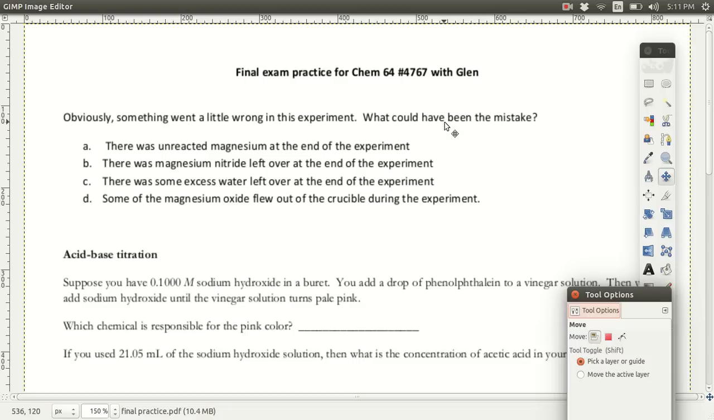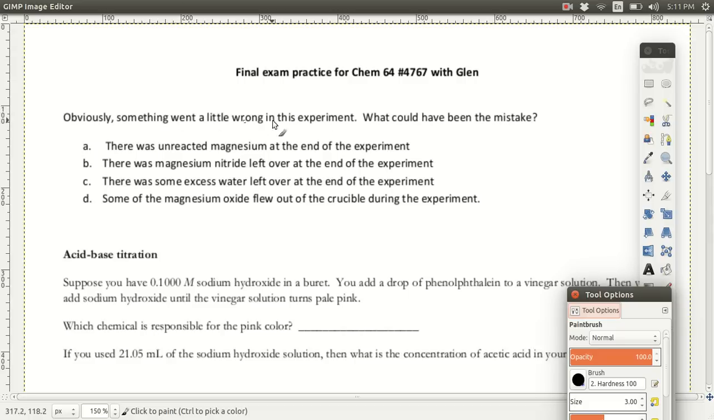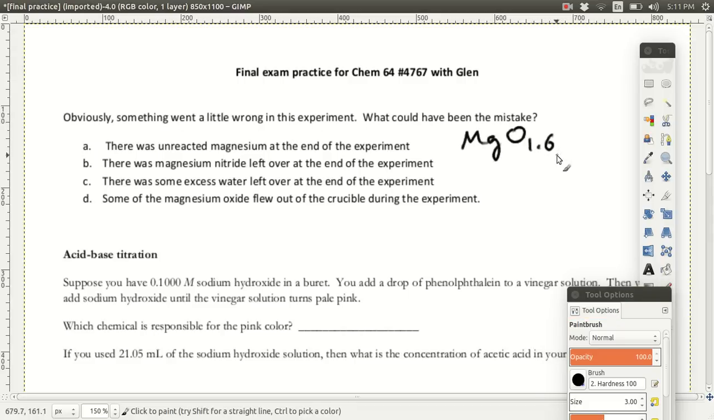Okay, so those formulas for magnesium oxide were not the correct formula for magnesium oxide, but they were the correct answer for those problems. So something went wrong in the experiment. What went wrong? Okay, now I had magnesium like this, but it should have been magnesium like this. You know that because magnesium is 2 plus, oxygen is 2 minus.